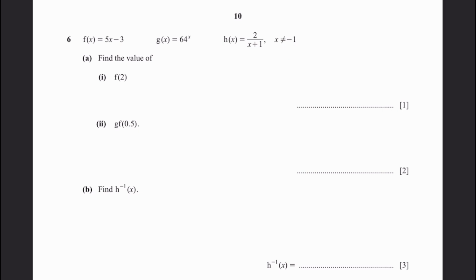A. Find the value of 1, f of 2. f of 2 is just 5 times 2 minus 3, because we just substitute x equals 2 into f of x. So we get 7.